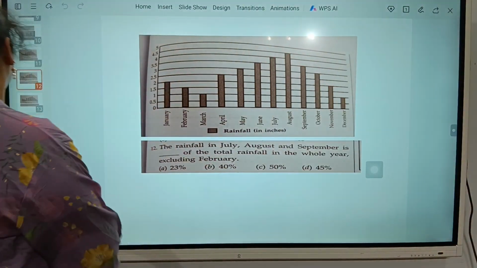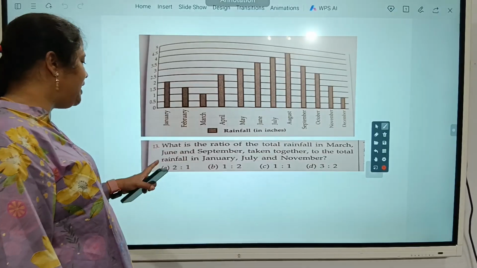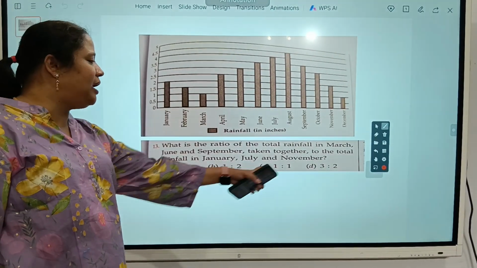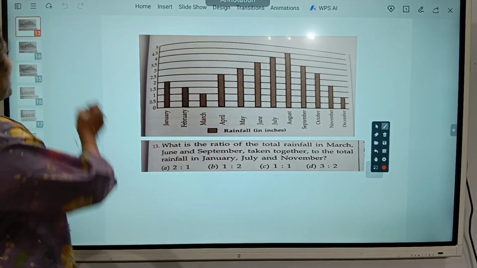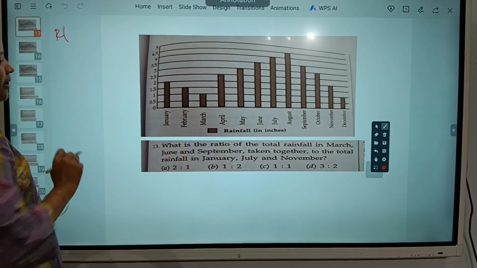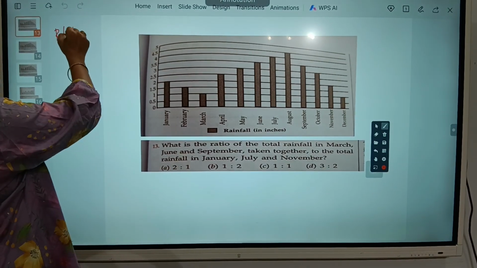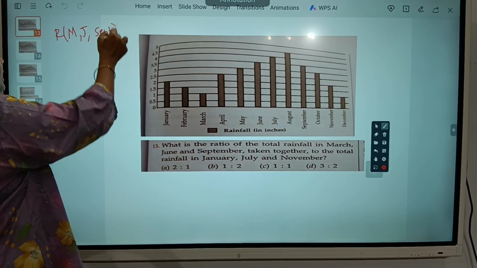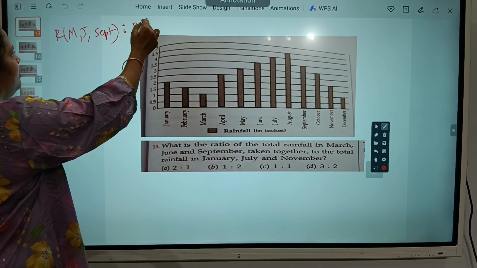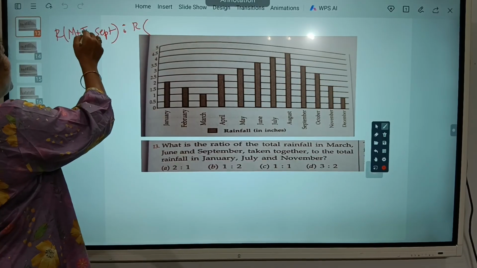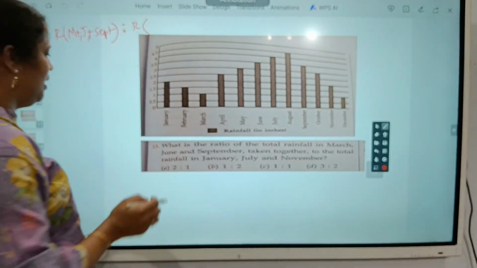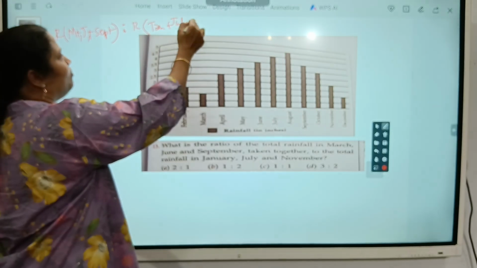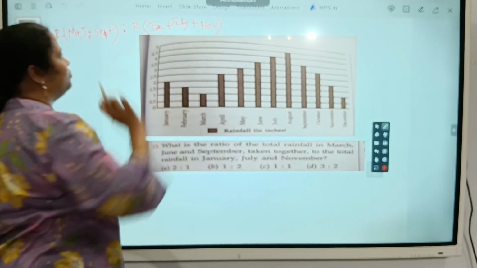Now we will move to another question. What is the ratio of total rainfall in March, June, September taken together to total rainfall in Jan, July and November? So the ratio we have to find out. Rainfall in March, June, September is to the rainfall in this, plus addition we have to do. Total rainfall in Jan plus July plus November. This value we have to find now.